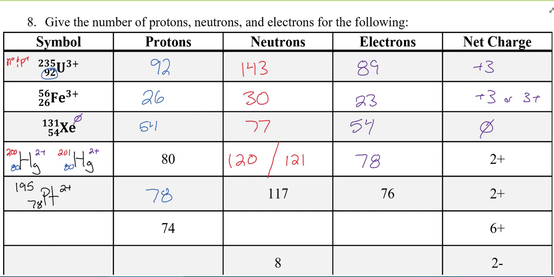Next one, 74 protons is W, and it's 6 plus. Well, what is W going to weigh? I have 183.85. If I throw 184 down, we can take 184 and subtract the 74, and we can figure out that there's 110 neutrons. Electrons, 6 plus, which means if I have 74 positives, I have 6 more positives than negatives. So that would mean I would have 68 electrons.